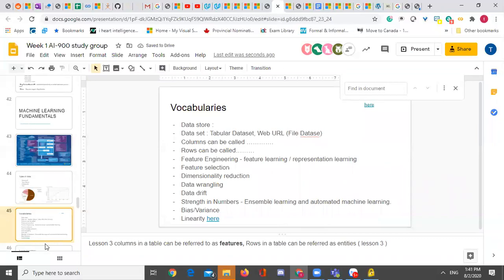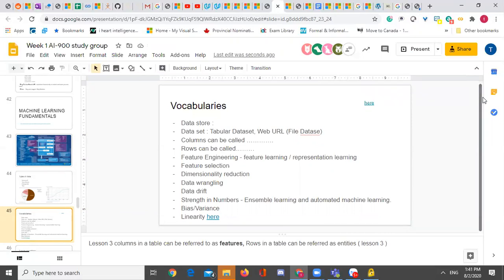Okay, let's go to the vocabulary. These vocabularies I get from Udacity. The reason why I do this slide is because Sandeep was telling me that this will be tested.